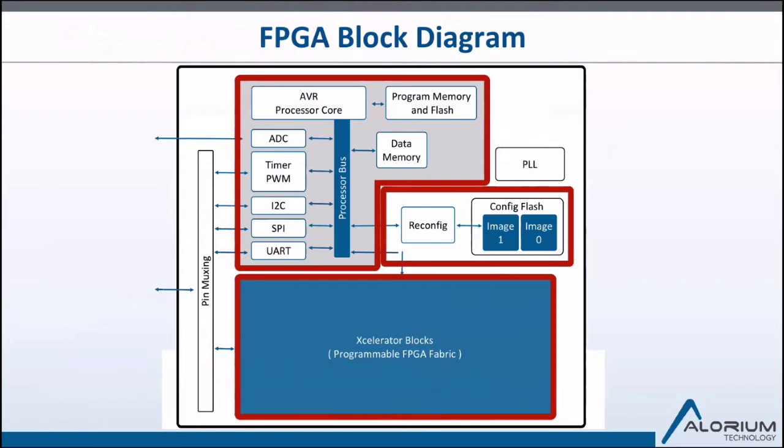Here we see an overview of what's inside the FPGA chip that's on your Xcelerator board. In the gray box, we have our AVR processor and the peripherals attached to it. Next to that, we have a reconfiguration block that allows us to change the image of the FPGA using the Arduino IDE. There's a PLL that's used to generate clocks. And finally, the remainder of the FPGA is used for our Xcelerator blocks.